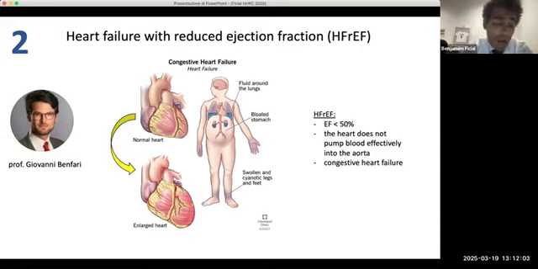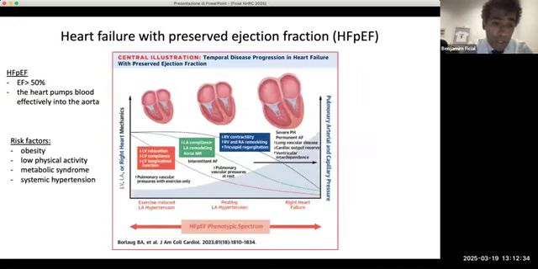During medical school, I was taught about congestive heart failure or heart failure with reduced ejection fraction. These patients, we all know, have symptoms like shortness of breath, fatigue, and their echocardiograms show a reduced ejection fraction. In these cases, the heart isn't pumping blood effectively into the aorta and systemic circulation. Giovanni told me that recently there is a growing number of patients who have symptoms of heart failure, but their echocardiograms show a normal or preserved ejection fraction.